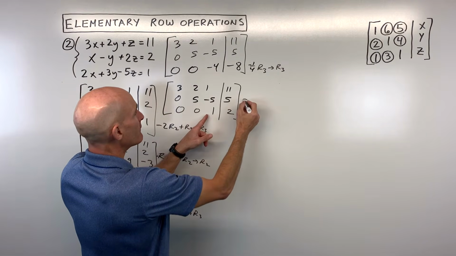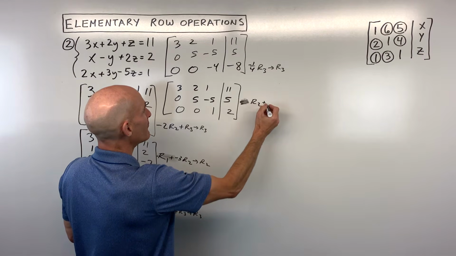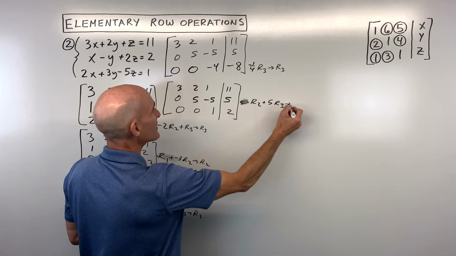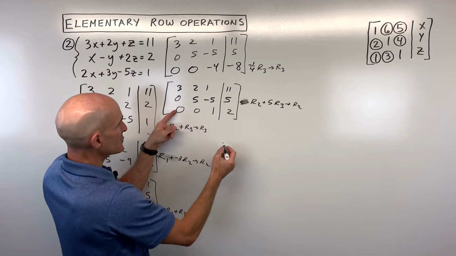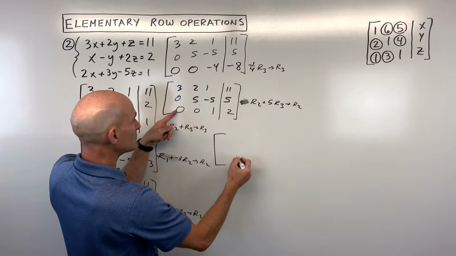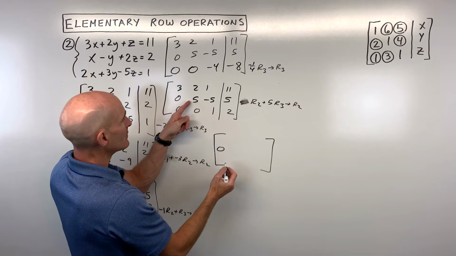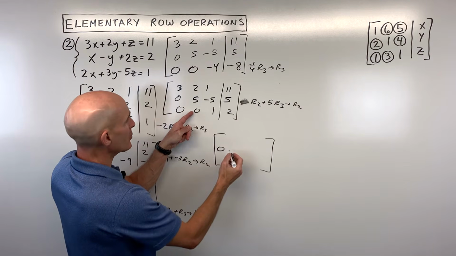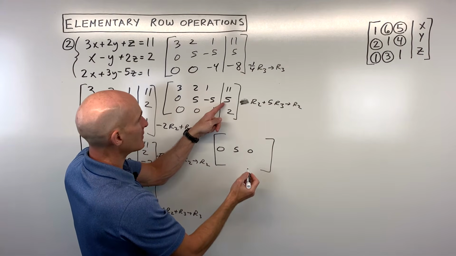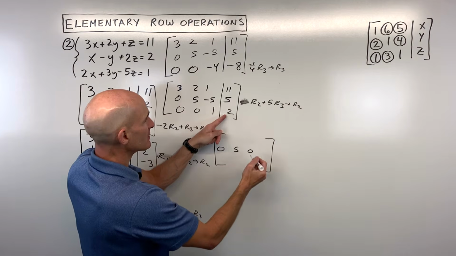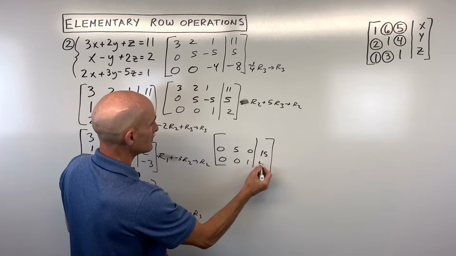We're going to say 5. Let's do row 2 plus 5 times row 3, answer in row 2. Okay, so let's do that. So if we do that, we're going to get 0 plus 0 is equal to 0, and then we've got 5 plus 0 is going to be 5, and then we have negative 5 plus 5 is going to be 0, and then we have 5 plus 10, because 5 times 2 is 10, which is 15. Okay, so that's interesting. So the other rows are going to stay the same, right?